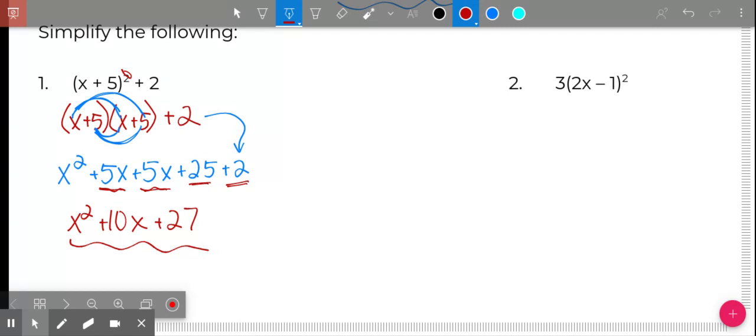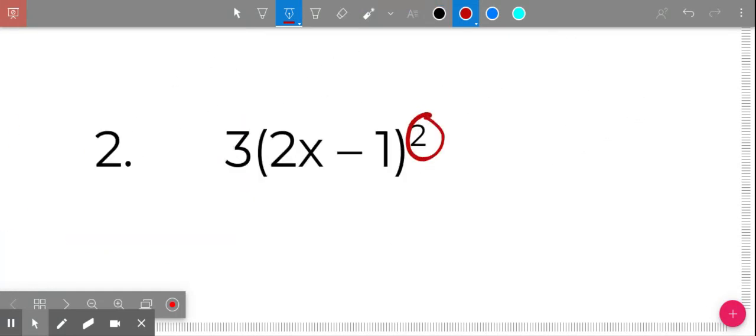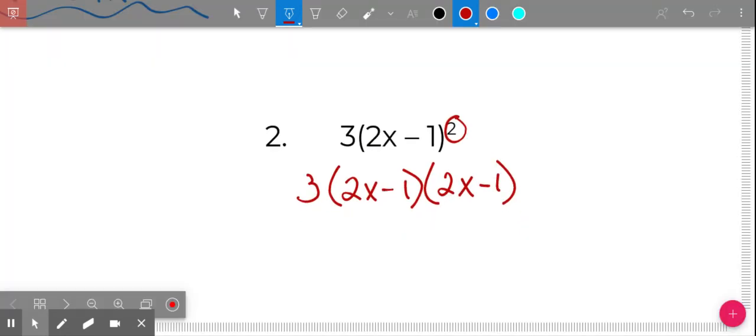All right, let's look at the next one. Same thing, only now we have a coefficient. So we have 3 times 2x minus 1 squared. Same thing, we still have to deal with that squared first. So that 3 is going to stay up front, and I'll have 2x minus 1, and then 2x minus 1. Awesome. So now we have to do some multiplication. Notice we just have this 3 out front. So we're going to go ahead and just distribute the 3 to everything. We only distribute to the first binomial. You never distribute to the second one. So it's going to be 3 times 2 gives me 6x, 3 times negative 1 gives me negative 3.